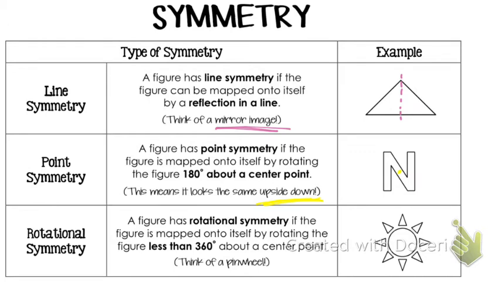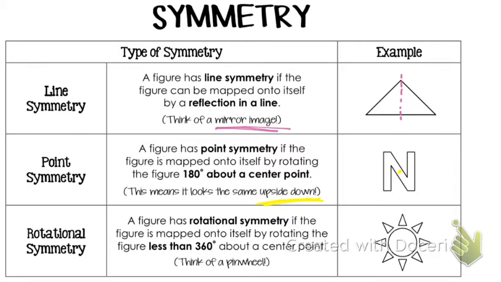So can it have multiple types of symmetry? Yeah. Now, would the triangle have point symmetry? No, if you flip it upside down, it's not the same thing. Not that one. Maybe another triangle, but not this one. Actually, no triangle would. But anyway, okay.